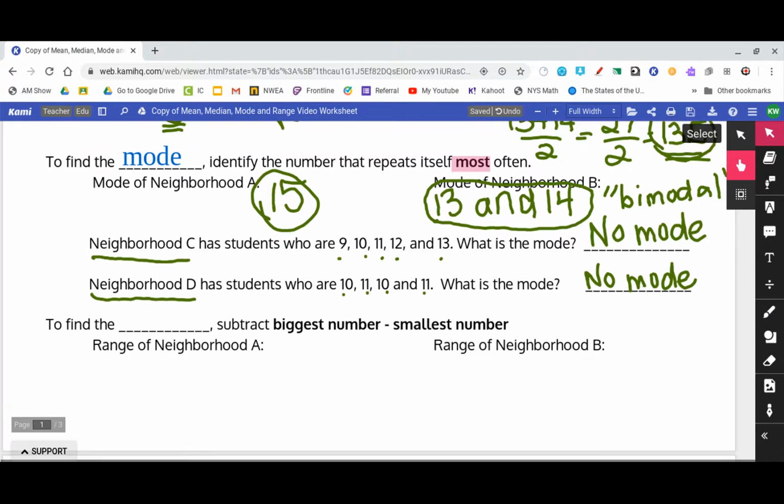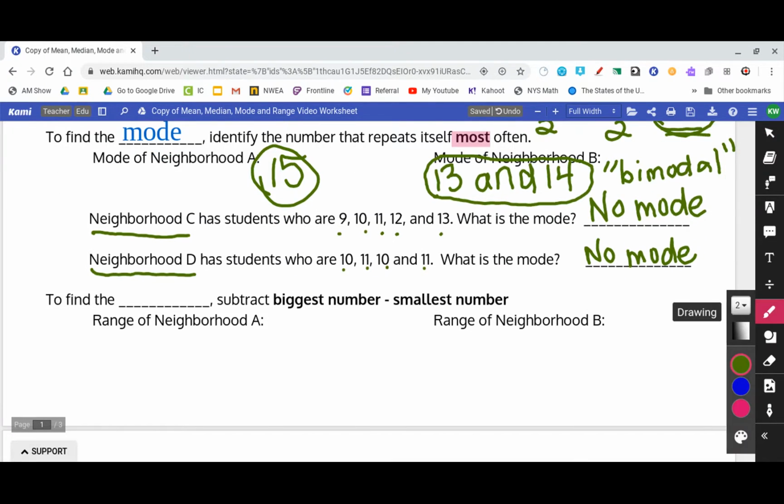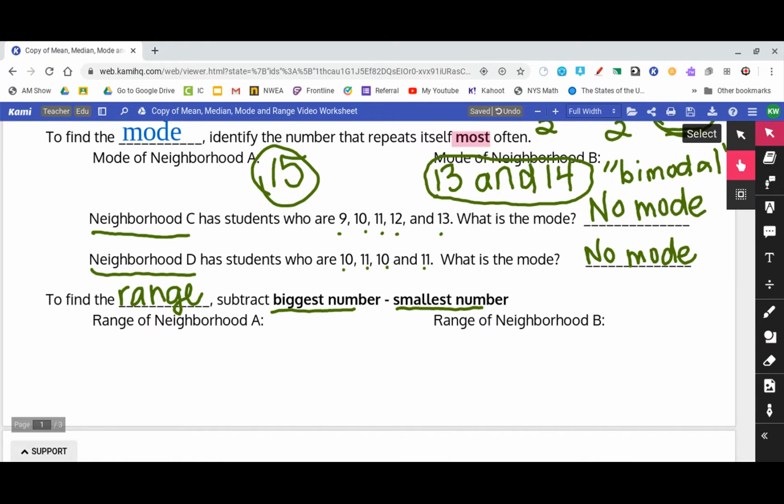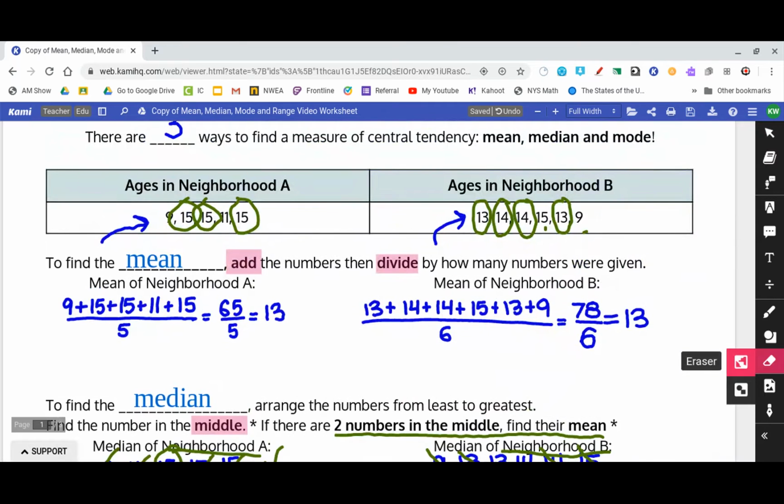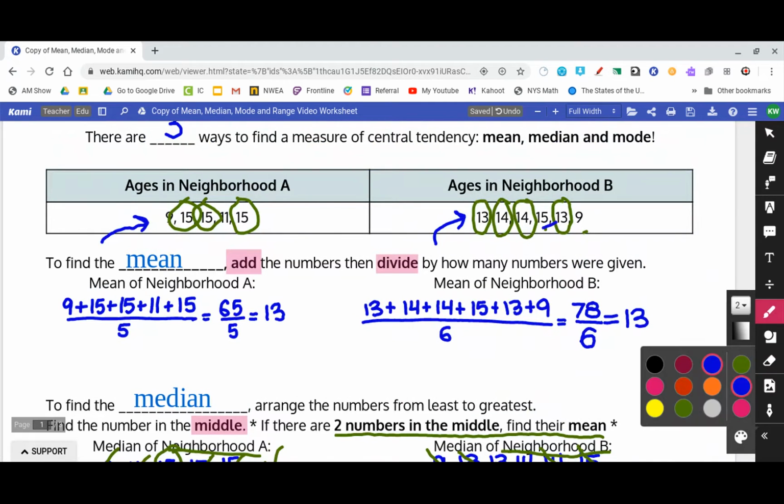Now, one other thing you might be asked to find in statistics is the range. When they ask you for the range, all they want you to do is to take the biggest number and subtract the smallest number. So let's take a look. In both of these data sets, actually, the biggest number is 15. And in both of these data sets, the smallest number is 9.